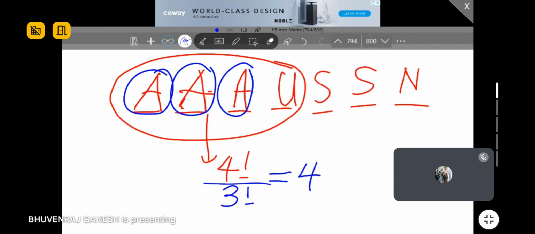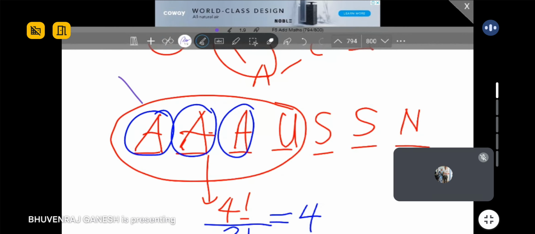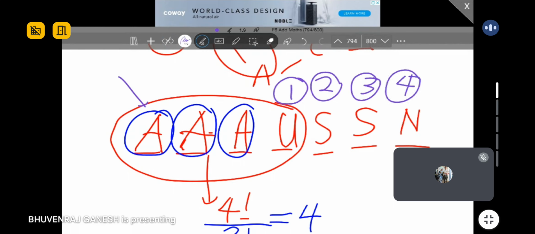Second part. Adakah kumpulan ni boleh bergerak, guys? Can this whole group move to other positions? Boleh. So this is one position, second position, third, fourth. So 4 factorial because it can move 4 positions. Okay, so you times 4 factorial to your answer.